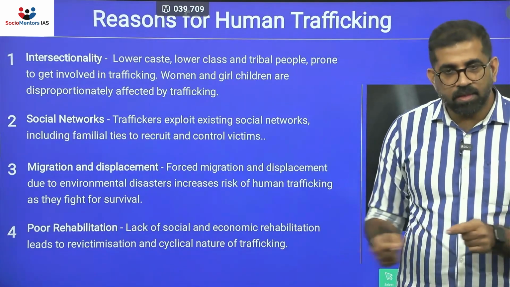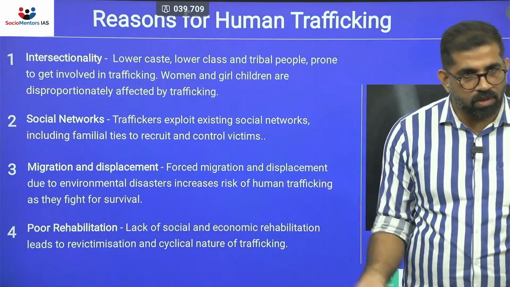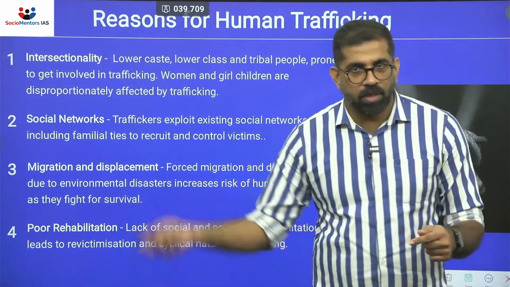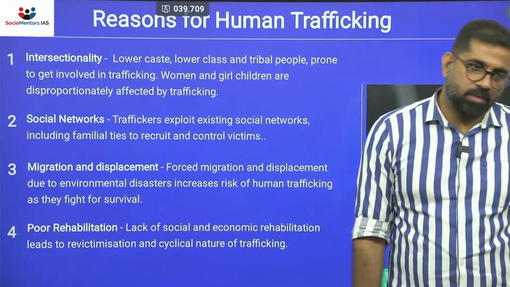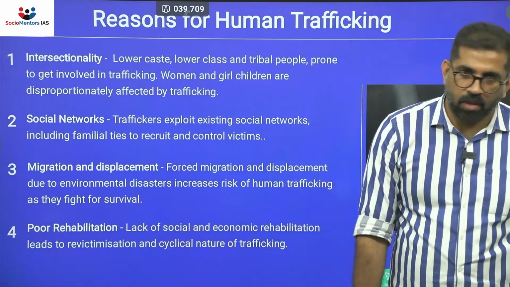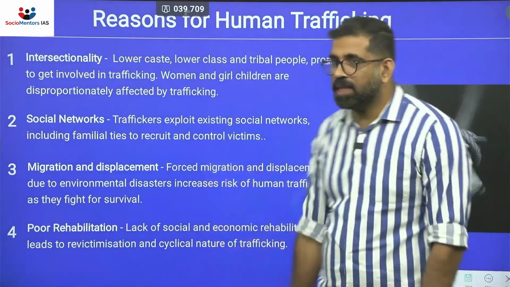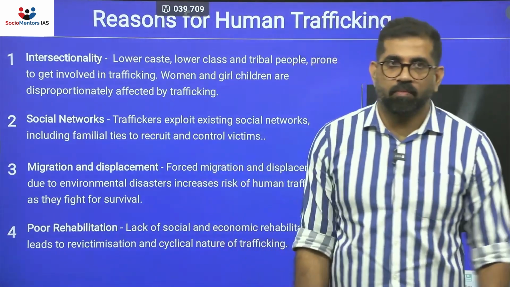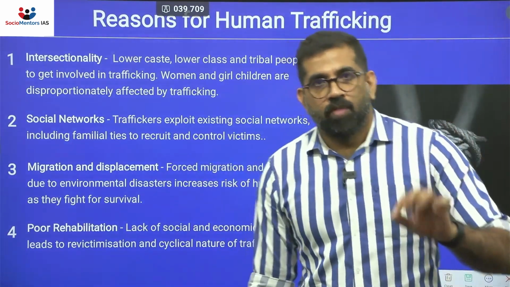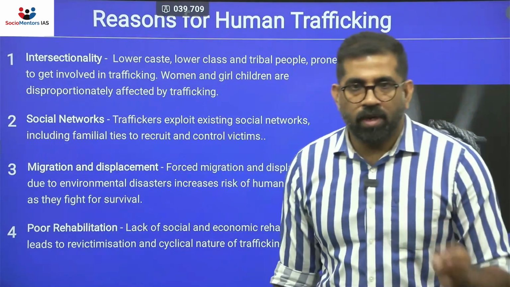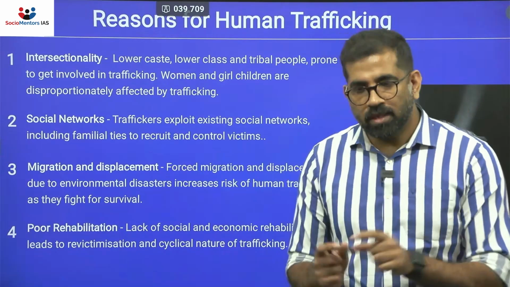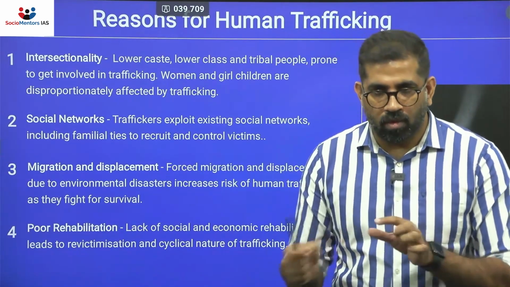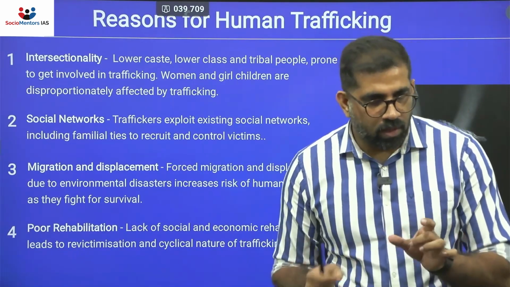Because these traffickers have proper social networks through which they identify these vulnerable populations and lure them into such an instance. Clear? Third is migration. Another problem with human trafficking. Mostly human trafficking affects the migrant population. See, migration and human trafficking have a very overlapping, very close link.